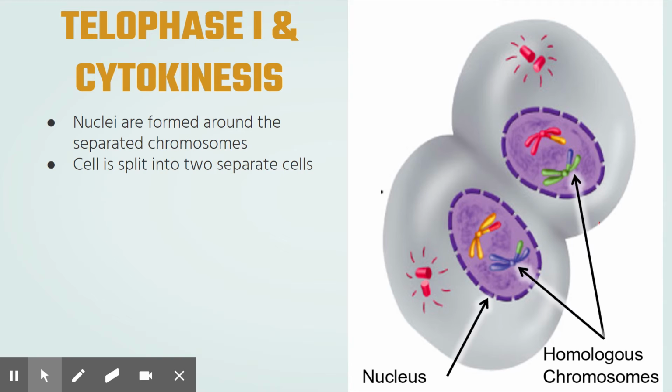At this point in your notes, you should now have the entire front page filled in with prophase 1, metaphase 1, anaphase 1, and telophase 1. Flipping to the back of your page, we're now going to talk about meiosis 2 and the steps of meiosis 2.